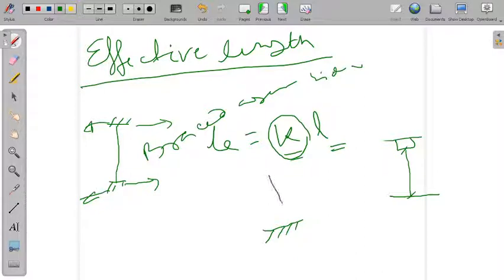Okay, and say this is a column. Now you see what I can do, I can block vertical movement. But in this case, at this end, horizontal movement is permitted. So what I am saying is that both ends are fixed, but the other is partially fixed. This is partially fixed and partial movement is permitted. So this type of case is called unbraced against sideway.